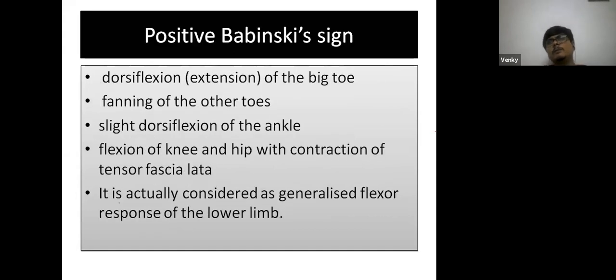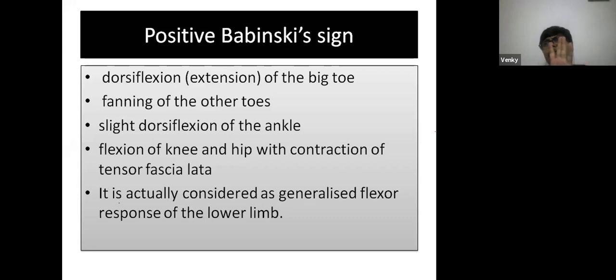So what is a positive Babinski sign? The positive Babinski sign consists of dorsiflexion of the great toe and fanning of the other toes. There will be a slight dorsiflexion of the ankle and flexion of the knee and the hip with the contraction of the tensor fascia lata, and it is actually considered a generalized flexor response of the limb.